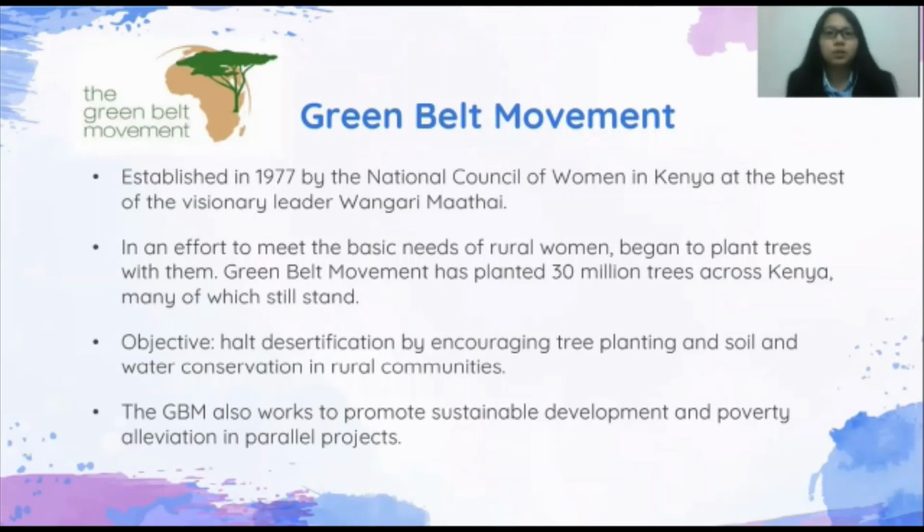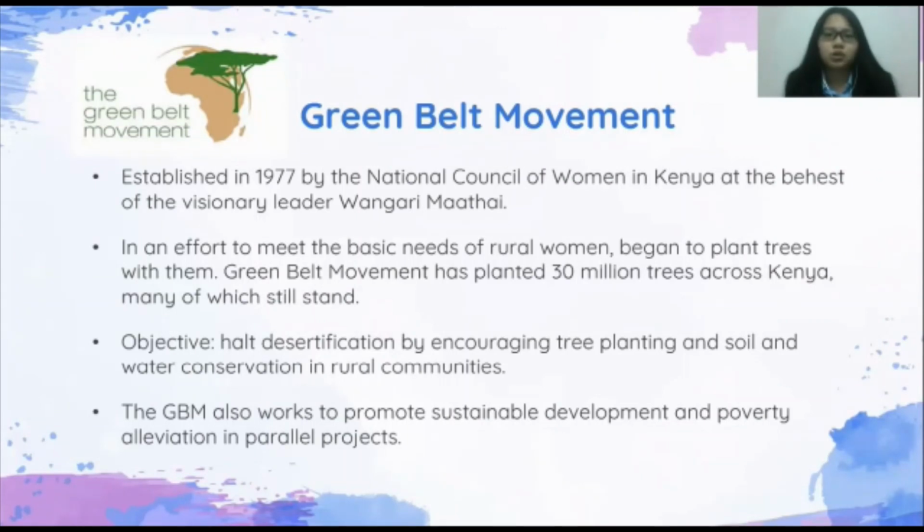Thousands of women are taking part in the Green Belt Movement, GBM. GBM was established in 1977 by the National Council of Women in Kenya at the behest of the visionary leader Wangari Maathai. In an effort to meet the basic needs of rural women, Professor Wangari Maathai began to plant trees with them. The non-governmental Green Belt Movement has planted 30 million trees across Kenya, many of which still stand.